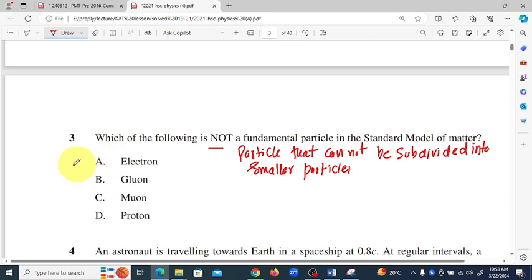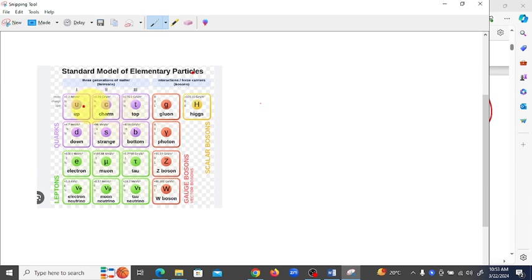Electron, always remember that electron is a fundamental particle according to the standard model of matter. Okay, so what is the standard model of matter? You know that the standard model is just like a periodic table. It's a periodic table of particles in particle physics, just like a periodic table of elements. This periodic table shows the different particles and their charges, and this is the standard model of the elementary particles.